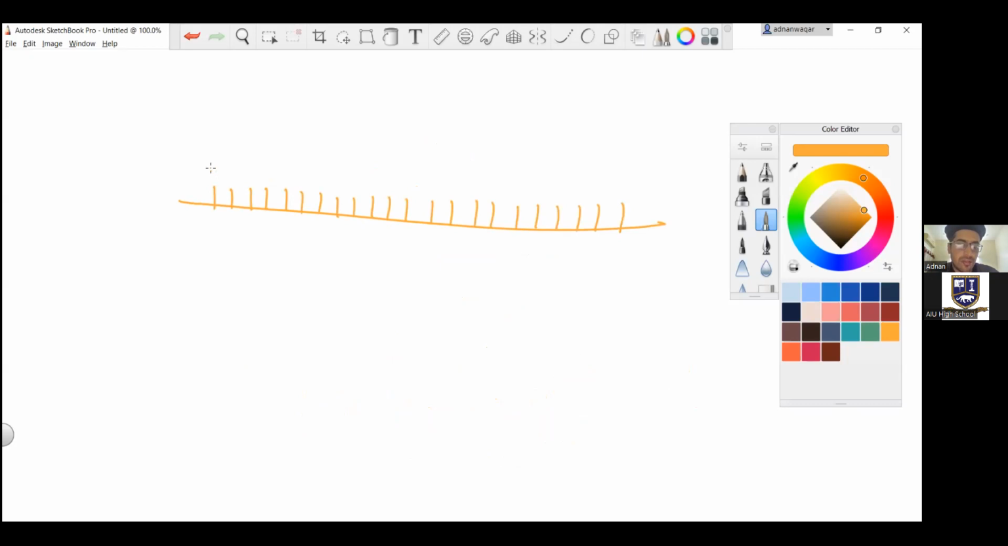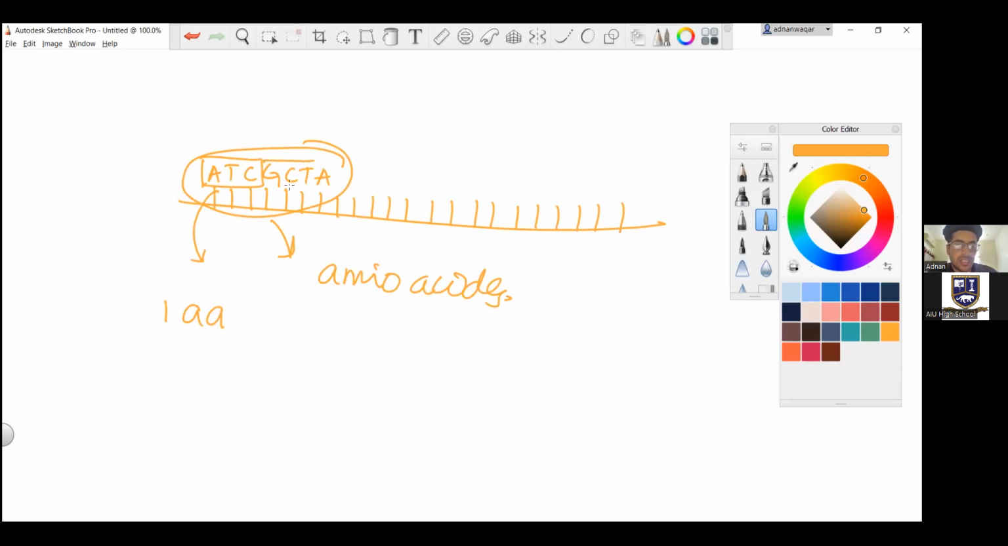For example, we have A, T, C, G, C, T, A. So what happens is that this is coded into amino acids. Three of them, A, T, C, will code for one amino acid. And these three, G, C, and T, will code for another amino acid. So in the combination of three, they make one amino acid.